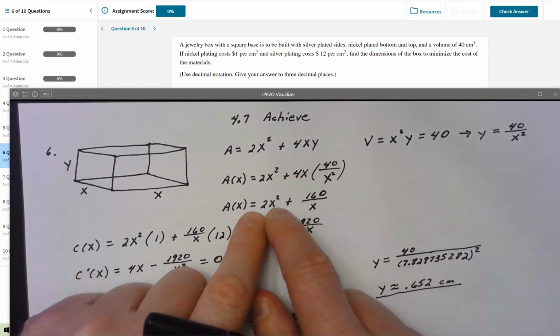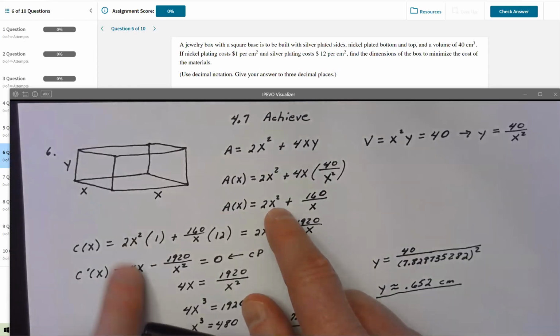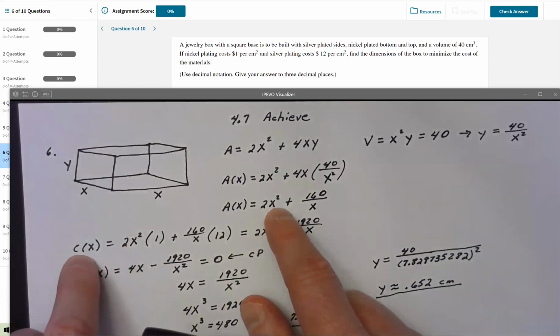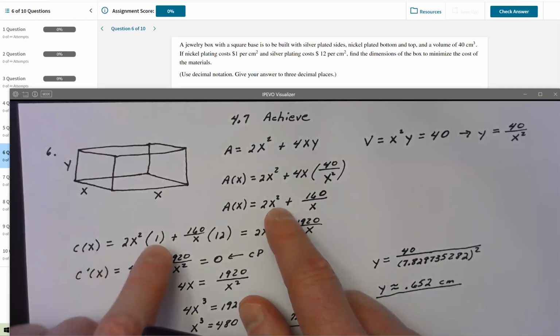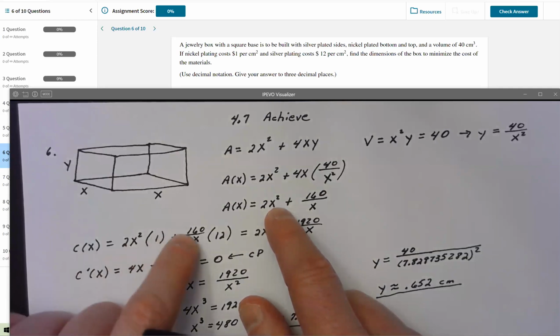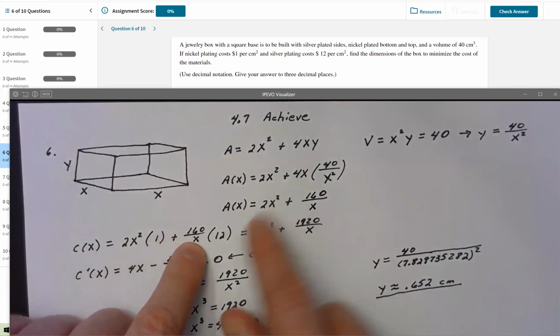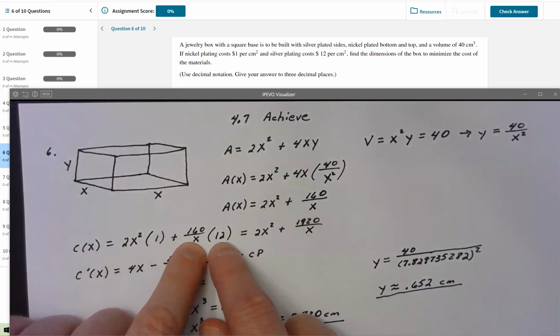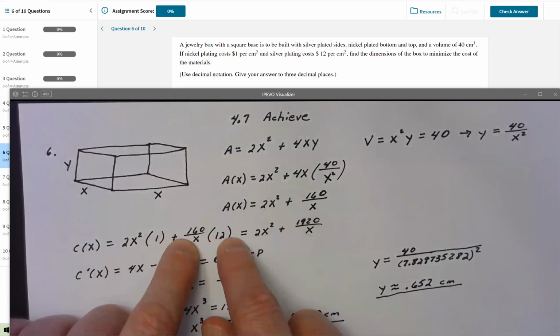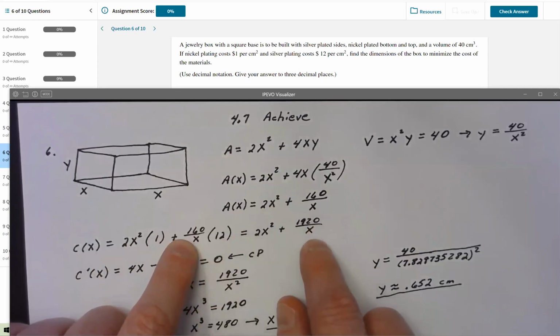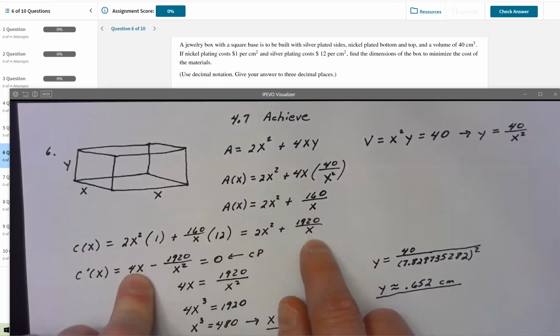For each square centimeter of area that's used to create the base and top, I only have to pay $1 for it. It's going to be plated with nickel. So you'll see I came down here and created a cost function. For each square centimeter of the base and top, you only had to pay $1. But the sides that are going to be silver plated, you're going to have to pay $12 per square centimeter. So I have the area times the cost. All I did is I multiplied the 12 by 160 to get the 1920 over x there. And now I need to take the derivative.